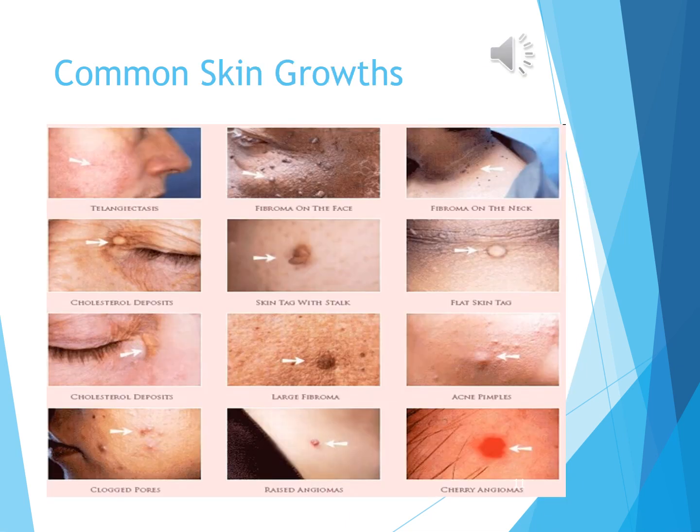Here's some pictures of some common skin growths. We have fibromas on the face, fibromas on the neck. We have cholesterol deposits. You can have skin tags. You can have clogged pores, cysts, some angiomas. We have benign skin cancers and also skin cancers that we remove. Basically anything that's not supposed to be there, doctors would prefer to excise in an office setting to do a biopsy to see if it might be cancerous.